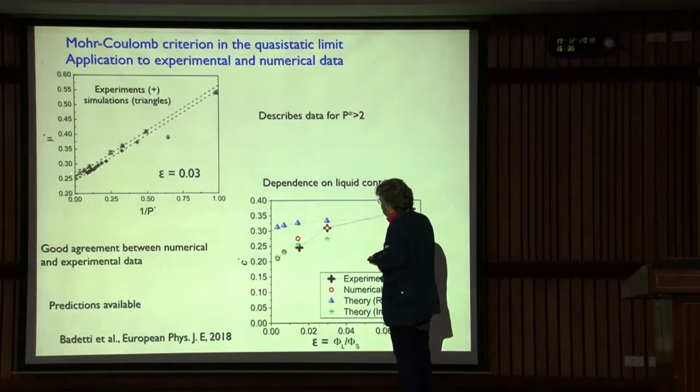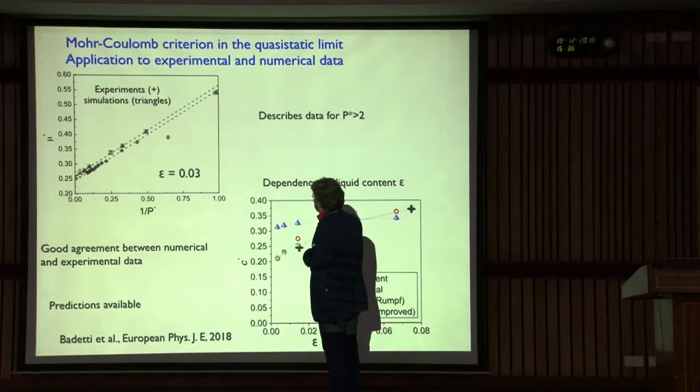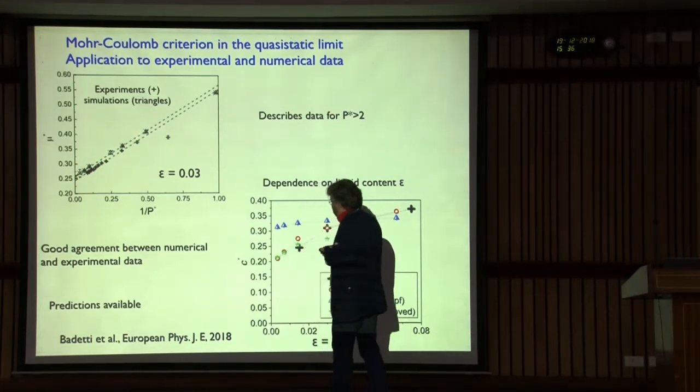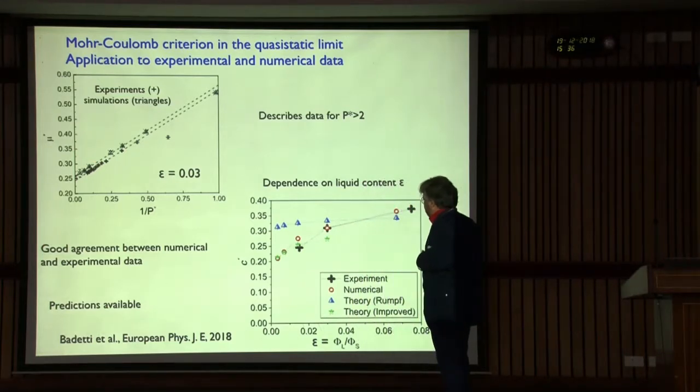This is the plot for both experiments with some symbols and simulations with the triangles. So the intercept here should be the friction coefficient, which is about the same, the dry friction coefficient, the macroscopic one in the quasi-static limit, and the slope, which is the same on those two linear fits, is the Coulomb cohesion, the C star, the reduced Coulomb cohesion.